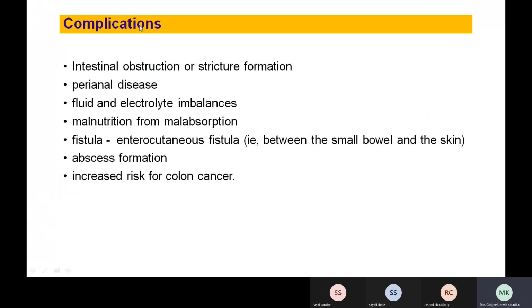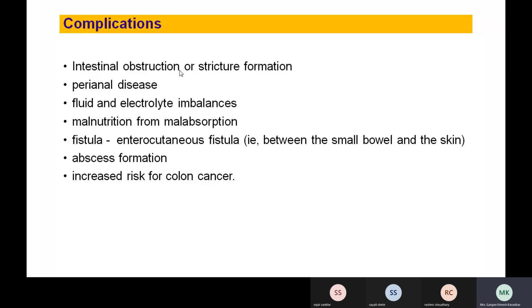Next, moving on to the complications. So what are the complications? Intestinal obstruction or stricture formation can occur. Then perianal disease may be seen in certain patients if the infection progresses to the other area. Then fluid and electrolyte imbalance, and malnutrition occurring because of malabsorption. Then fistula formation, normally an enterocutaneous fistula.